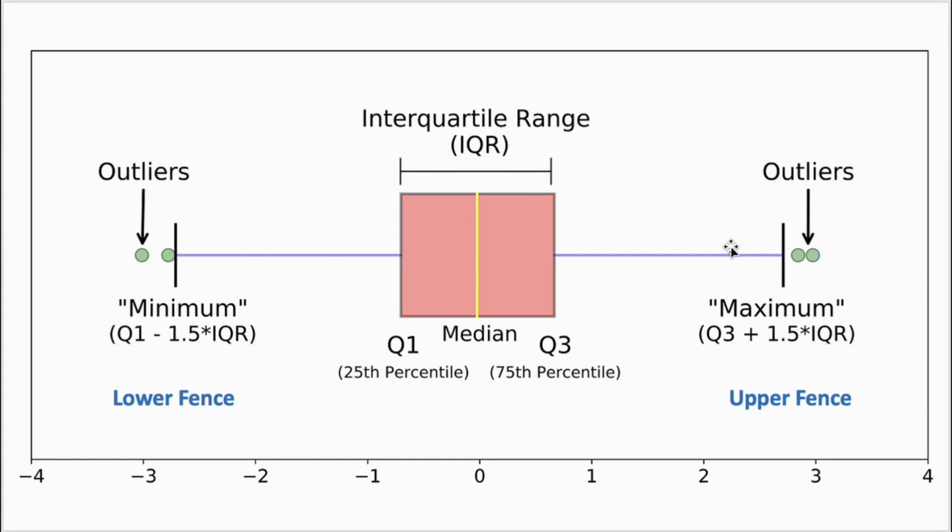The fences are not part of the box plot. In fact, we have to modify where the whisker goes. If there are outliers, the upper whisker goes to the largest value that's not an outlier. This whisker extends to the smallest value that's not an outlier.